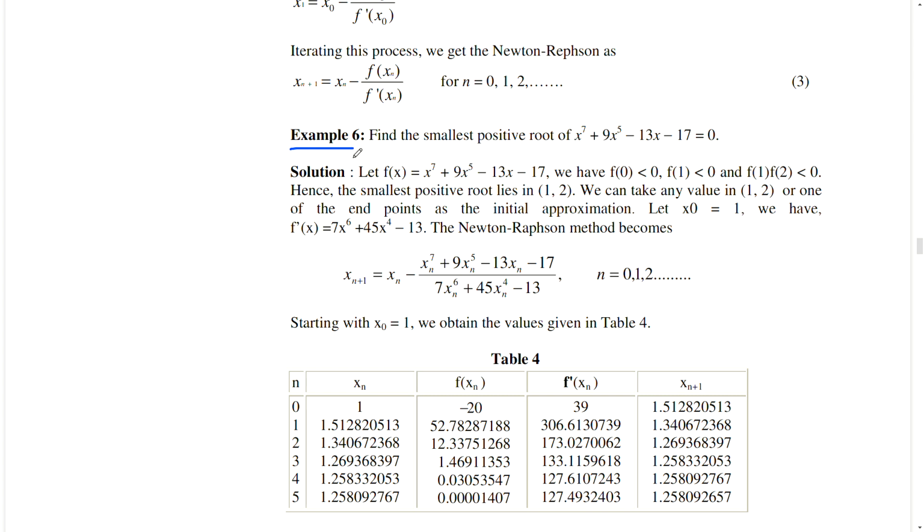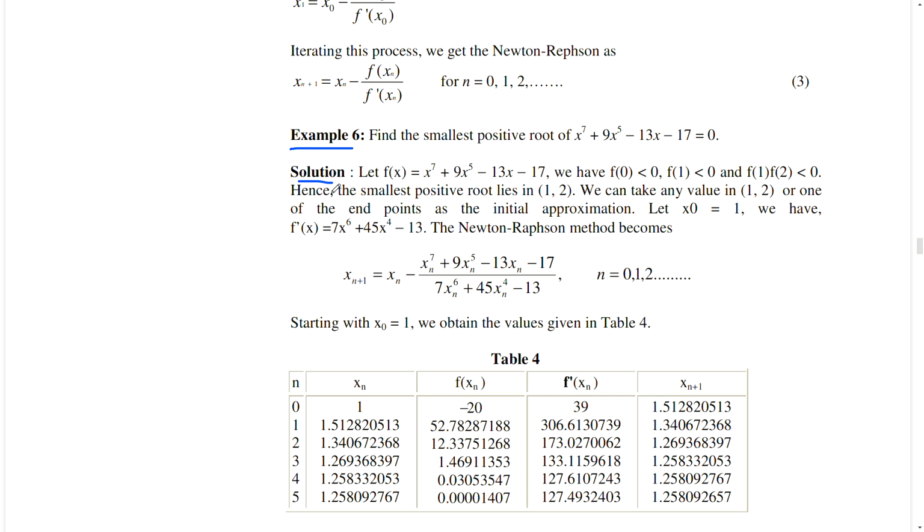Example 6. Find the smallest positive root of x to the power 7 plus 9x to the power 5 minus 13x minus 17 equal to 0. Solution. Let f(x) equal to x to the power 7 plus 9x to the power 5 minus 13x minus 17. We have f(0) less than 0, f(1) less than 0, and f(1), f(2) of opposite sign. Hence, the smallest positive root lies in (1, 2). We can take any value in (1, 2) or one of the endpoints as the initial approximation. Let x0 equal to 1. We have f dash(x) equal to 7x to the power 6 plus 45x to the power 4 minus 13.